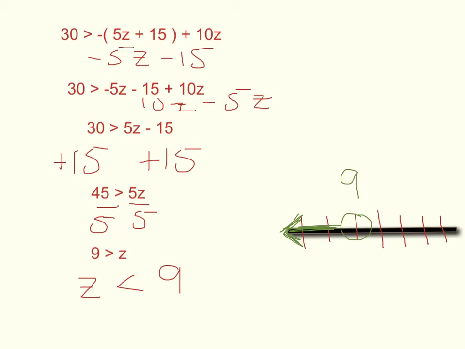And the solution set for this problem, we know z is going to be on the left side, so we know that it'll be negative infinity, and 9 will be the next number, but it doesn't include 9, so it's going to be another parenthesis.